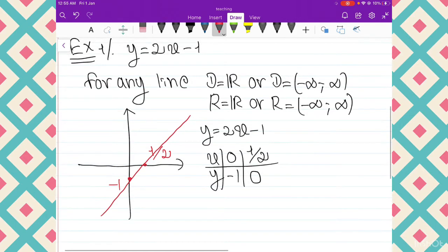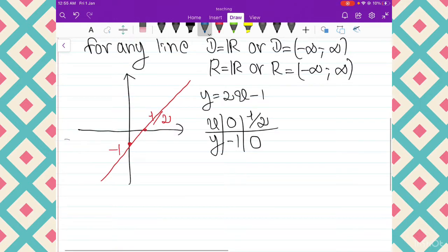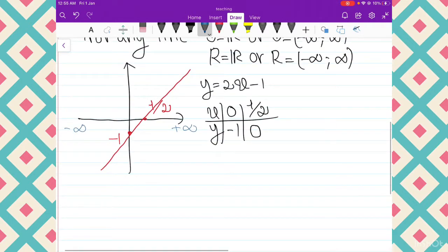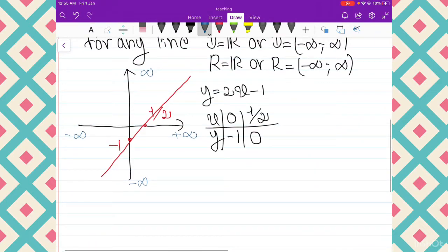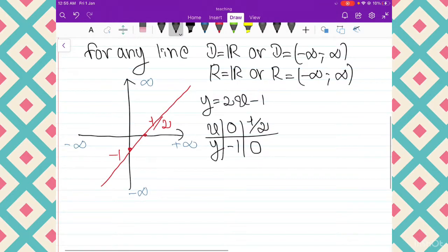So the domain is the value from minus infinity to infinity. In other words, the values that range over any x value. And the range is any value that ranges on the y-axis. So in our case, if you roll a pencil from minus infinity to plus infinity on the y-axis, you will see that the range of this function is from minus infinity to positive infinity.